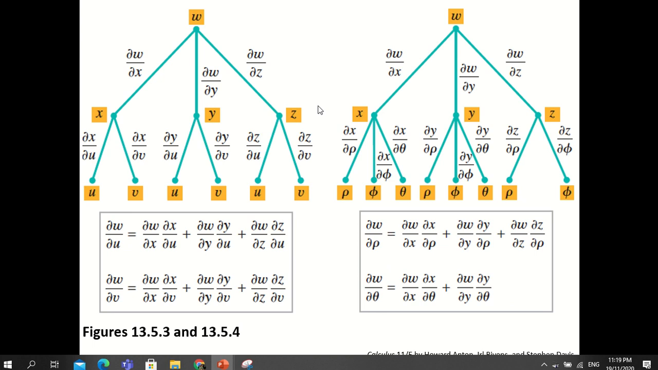Okay, so I hope you were able to follow, class, the process. This is a very simple process. As long as you can draw this tree of the partial derivatives, then you can easily formulate this formula or equation.